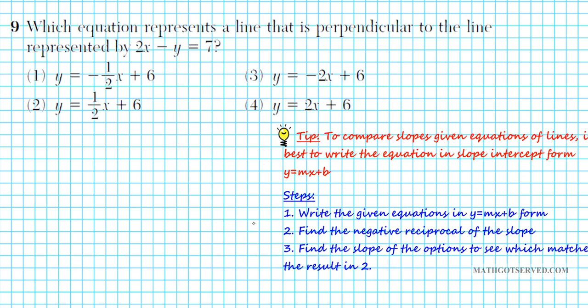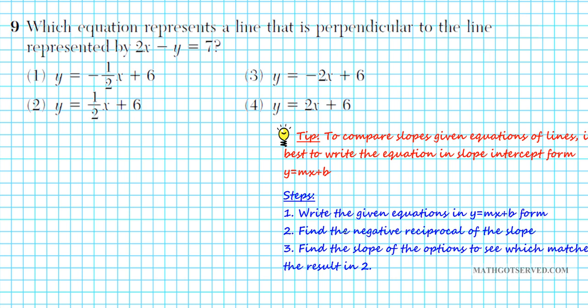All right, let's take a look at question number 9. It reads, which equation represents a line that is perpendicular to the line represented by 2x minus y equals 7? Now, one tip for problems like this concerning parallel and perpendicular lines, given the equations, is that to compare slopes, it's best to write the equation in slope-intercept form. Okay, slope-intercept form, that's the safest way of accurately and efficiently determining the slope. There are other ways, but it's safer to just put it in y equals mx plus b form.